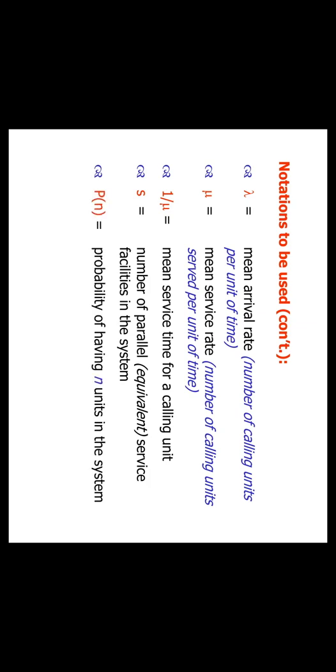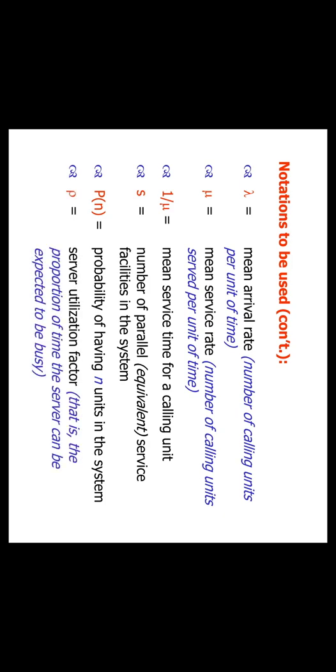P of n represents the probability of having n units in the system, or the probability of having a certain number of customers in the facility. And then you have rho. That is not the letter P, that is the Greek symbol rho, R-H-O, which represents the server utilization factor, or the proportion of time the server can be expected to be busy during a given day.